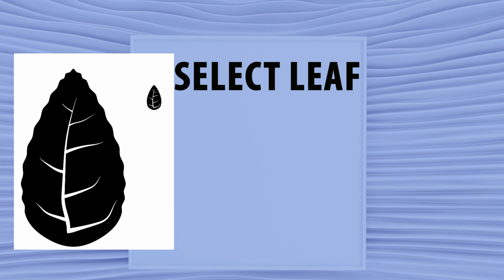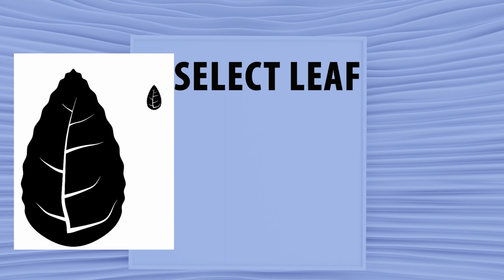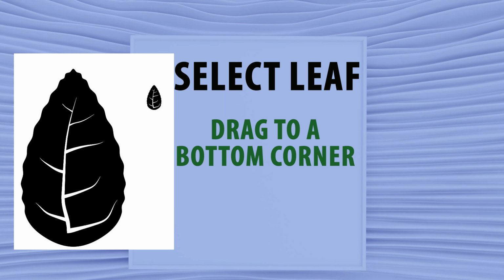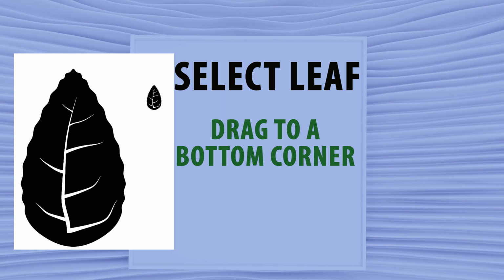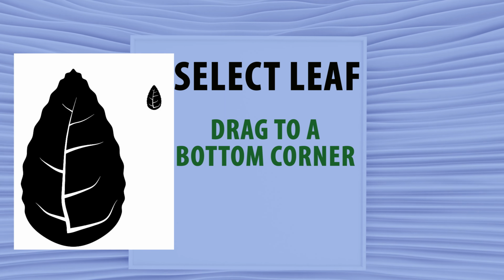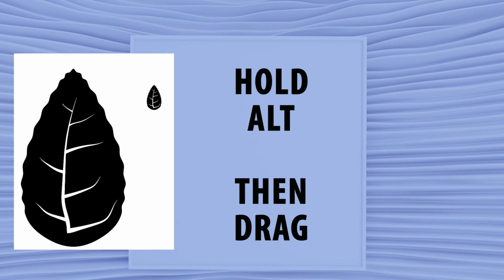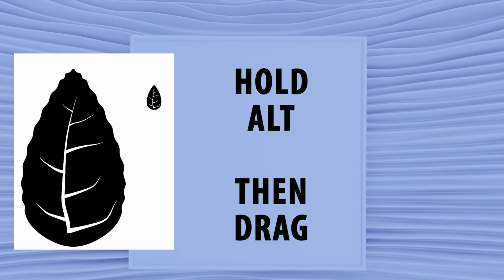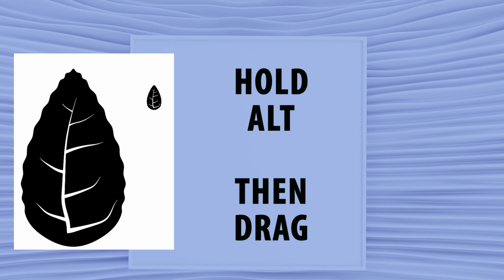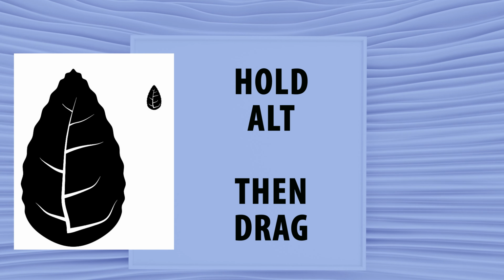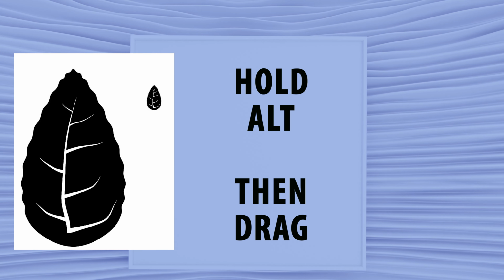Make sure your entire leaf is selected, and then drag your leaf that you've made into the bottom corner of your artboard. We're just simply moving it out of the way for now. With your leaf still selected, hold the Alt key on your keyboard and click and drag your leaf to the center of the artboard. This will automatically create a new copy of your leaf.